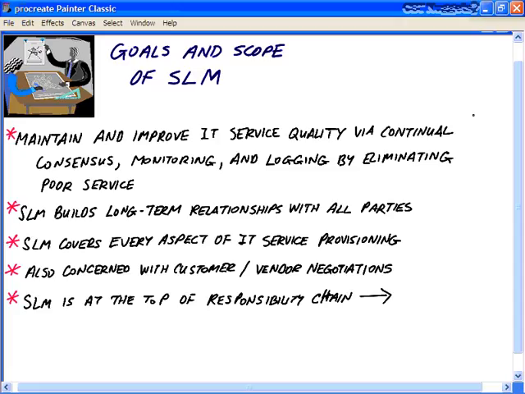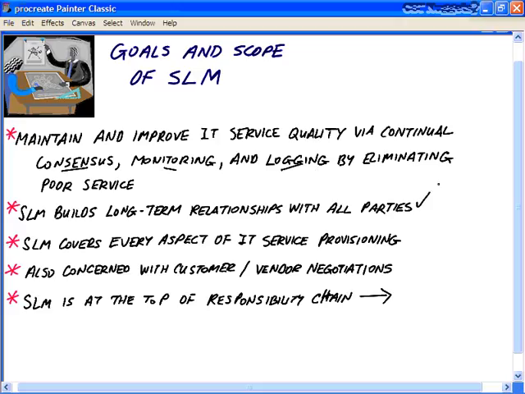The main goals of service level management is to have an ongoing campaign to maintain and enhance the quality of IT services in the organization or the business. And this is done by constantly building consensus, constantly monitoring the processes and reporting or logging based on that information, and thus eliminating poor service and services. Another goal of SLM is to build solid, productive, long-term relationships with all the involved parties: the service provider, the customer, the vendors, consultants, contractors, and so on.